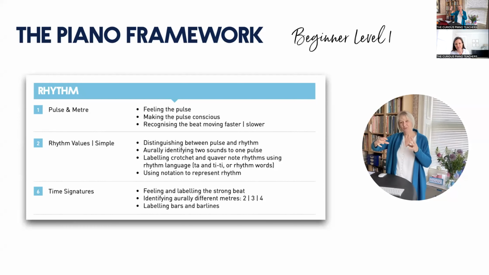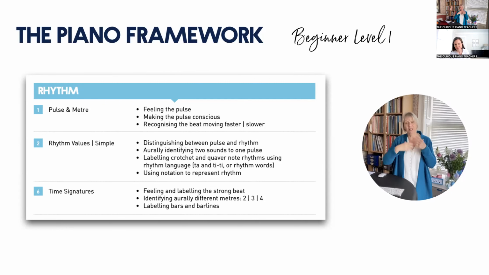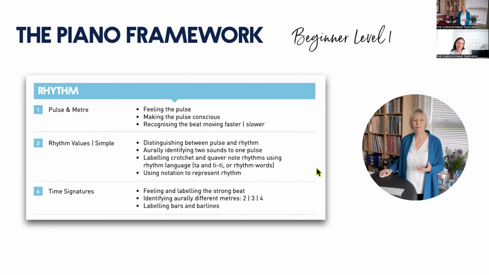There is a progression of skills that we have to build on, and here is the progression, to give you a little clue for how we need to introduce rhythm notation and rhythm concepts. So you can see here at beginner level 1, we are beginning to distinguish between pulse and rhythm. We're already identifying 2 sounds to 1 pulse, aka a quaver, an 8th note. We're labelling crotchet and quaver note rhythms. This is the UK version.